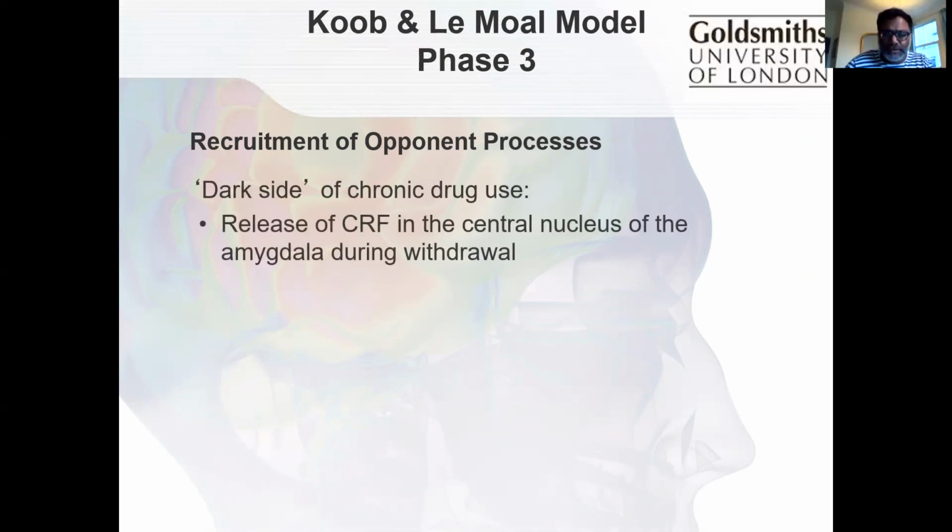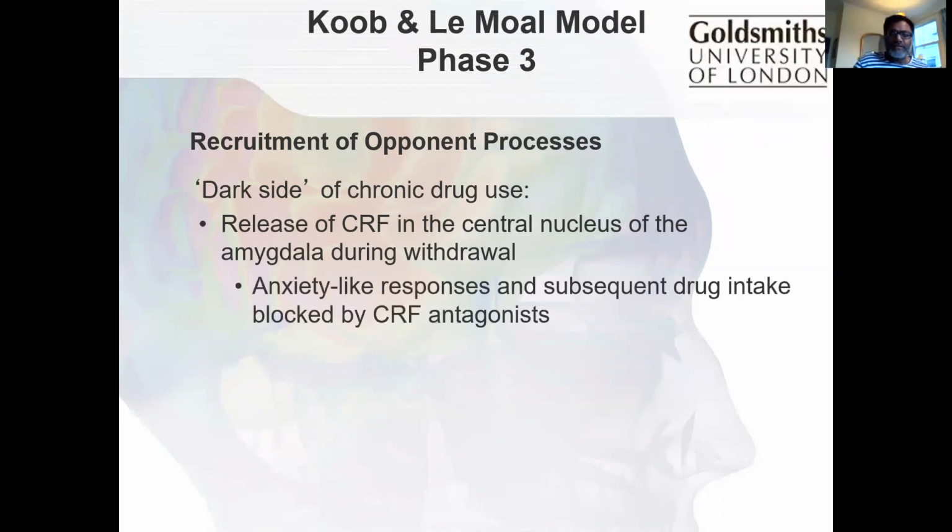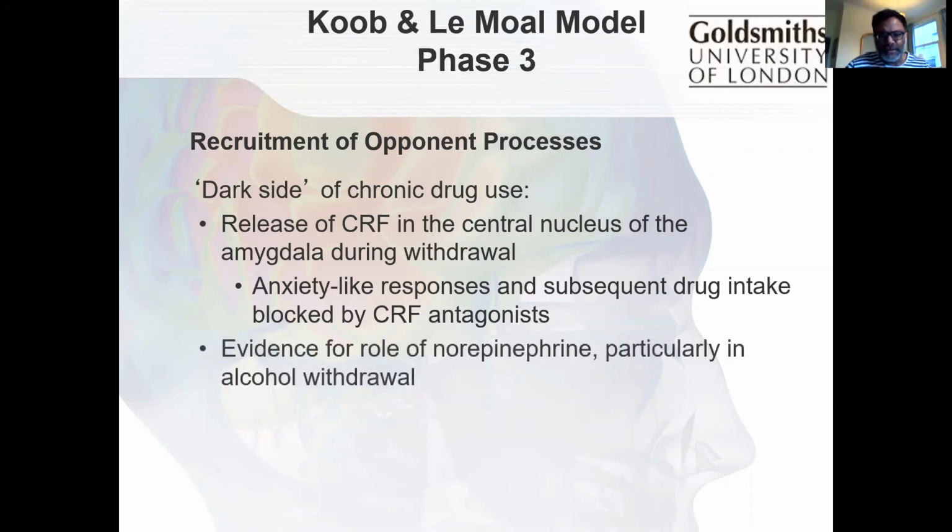So then finally, we move to phase 3, which is the recruitment of the opponent processes. And this is the side of chronic drug use. This is where you've got release of that CRF in the amygdala during withdrawal. And this results in the anxiety responses, and this subsequent drug intake is blocked by antagonists. I'm not going to talk about that because it's too technical.